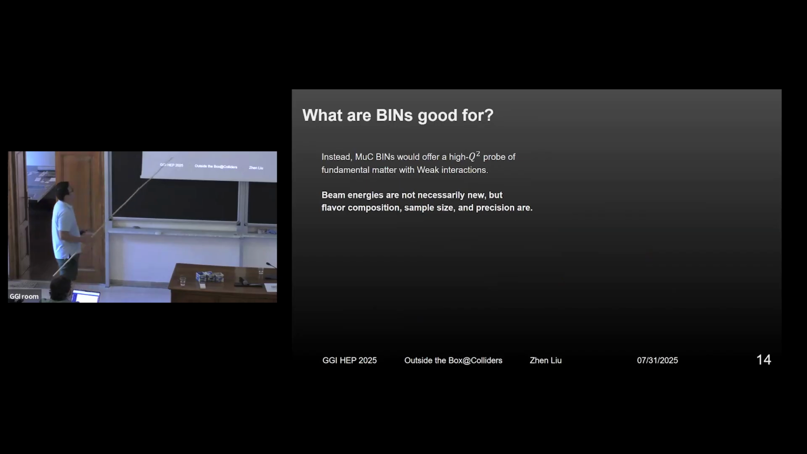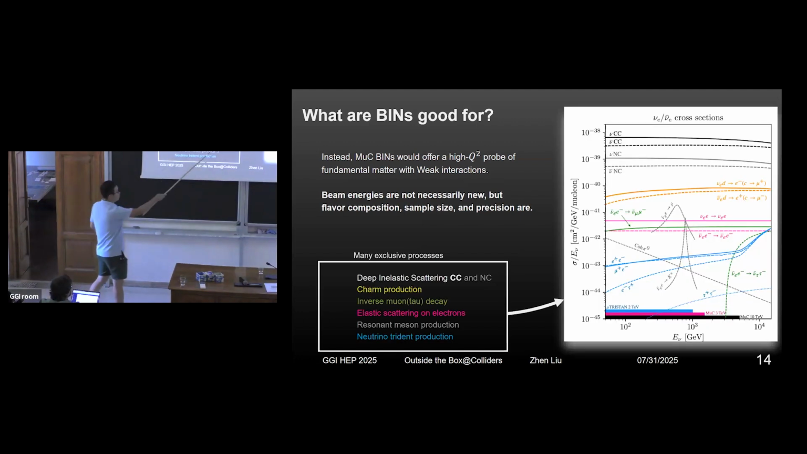Okay, beyond the neutrino oscillation program I mentioned, these neutrinos from the beam-induced muon decays at a high energy muon collider actually offer a high Q-squared probe of fundamental matter in weak interactions from such a well-controlled beam. The beam energy is not necessarily new, but the flavor composition, sample size, and precision all are. Here's a plot. We envision that we can probe neutrino physics. This is a function of neutrino energy, and this is a function of cross section. We have mu plus and mu minus, so we actually have both neutrinos and antineutrinos of both of the first two generations.